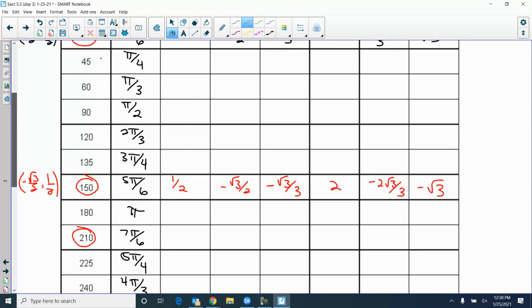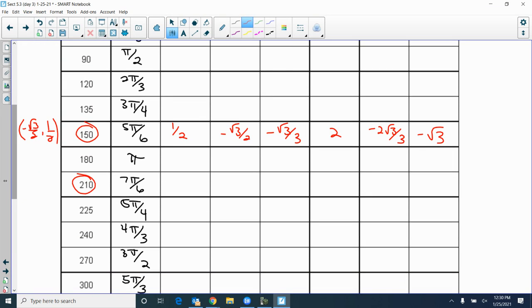And so now we also know 210, which is all the same except tangent. Tangent is positive and cotangent is positive. So it's going to be negative 1/2, negative square root of 3 over 2, positive square root of 3 over 3, negative 2 radical 3 over 3, and positive square root of 3.